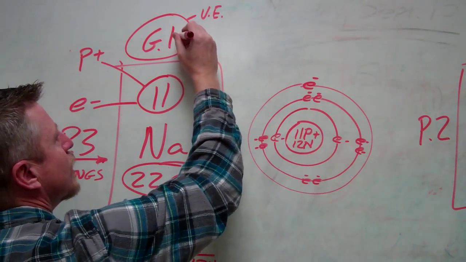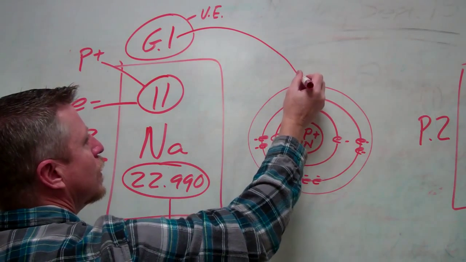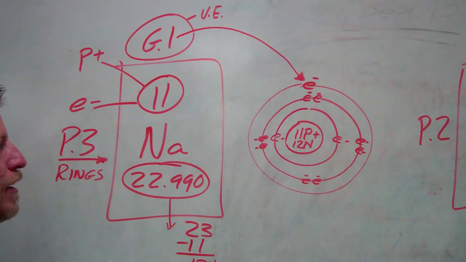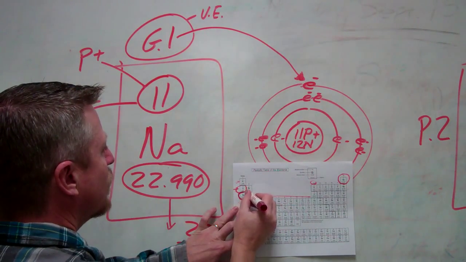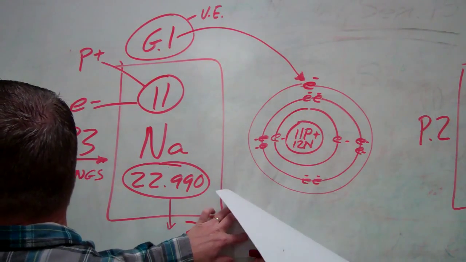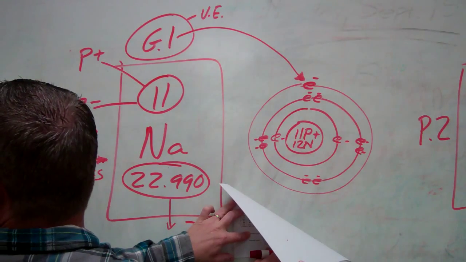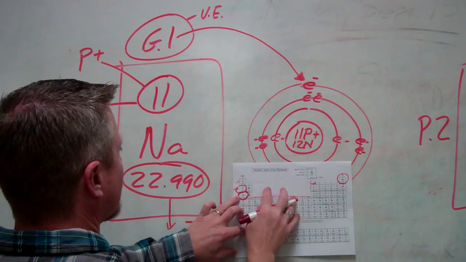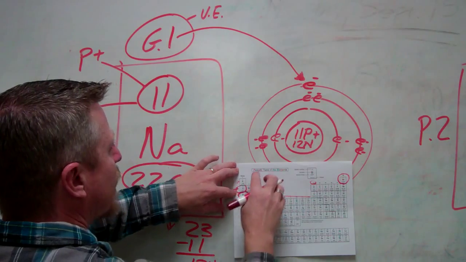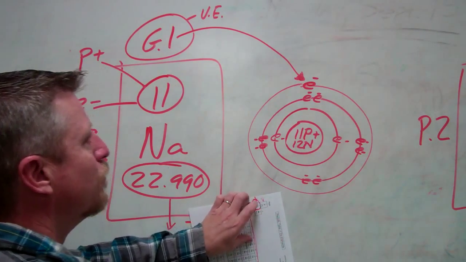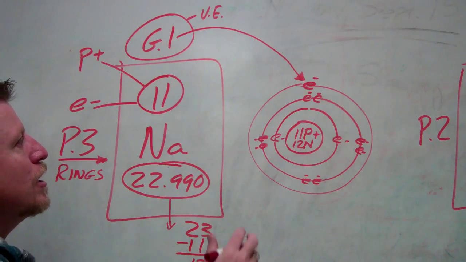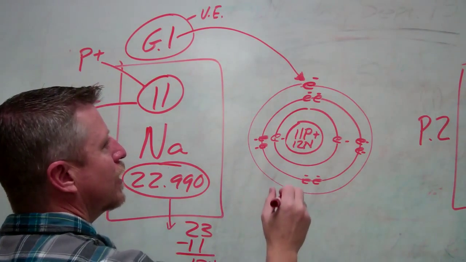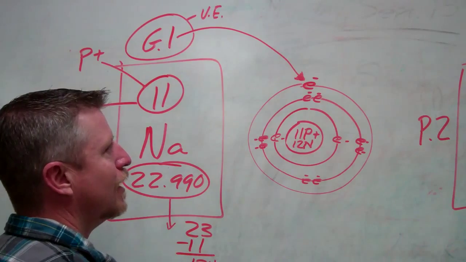And remember, this number tells me how many is in the outer ring. There's only 1 in the outer ring. If you notice, that atom, sodium, is right below lithium, which was the first atom we did. Remember, it has 1 in the outer ring, which means it wants to get rid of that 1. So it's very, very reactive. It's in group 1. It wants to get rid of this electron so badly that it will give it away to anything, pretty much.